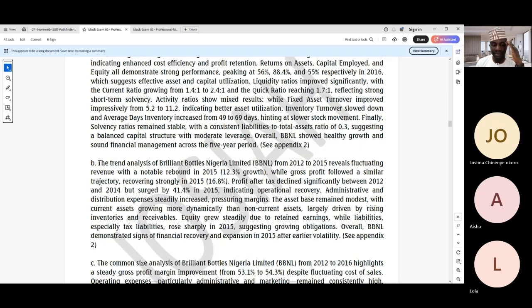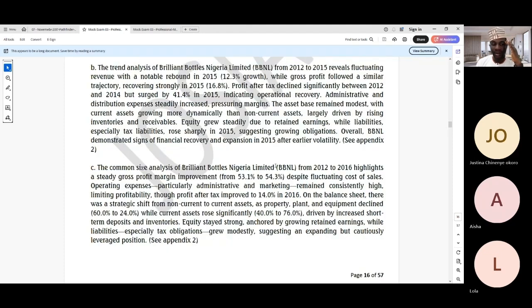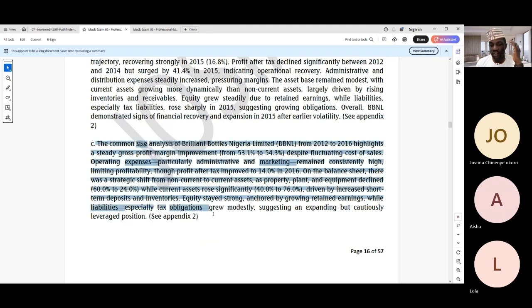I also spoke to the B part, which is the trend analysis that we computed in the ratios. I spoke to the trend, looking at the performance between 2012 and 2016, and how it demonstrates signs of financial recovery and expansion after earlier volatility. I also discussed the common size in summary here. So read through, and I concluded that especially the tax obligations grew modestly, suggesting an expanding but consciously leveraged position.